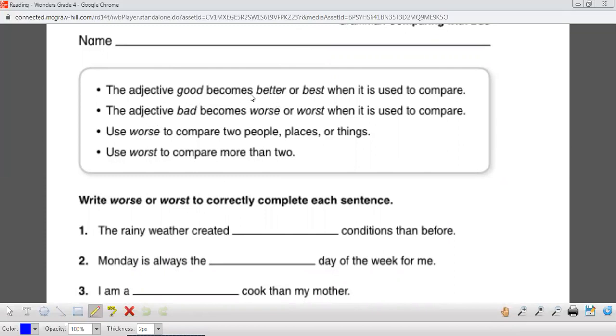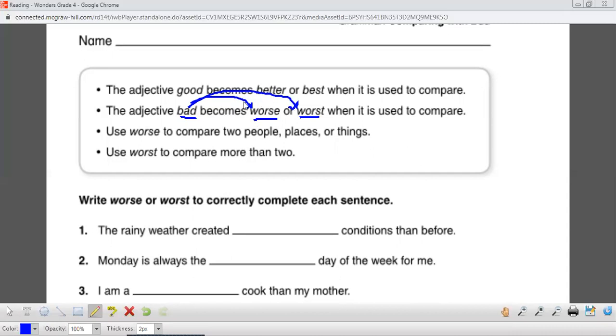The adjective good becomes better or best when it's used to compare. The adjective bad becomes worse or worst. In comparing two things, I will be using worse of bad. In comparing more than two things, or two groups, or two people, I will be using worst.